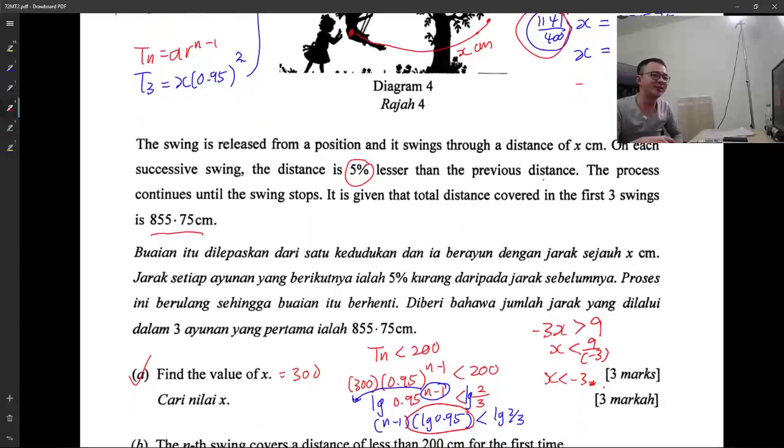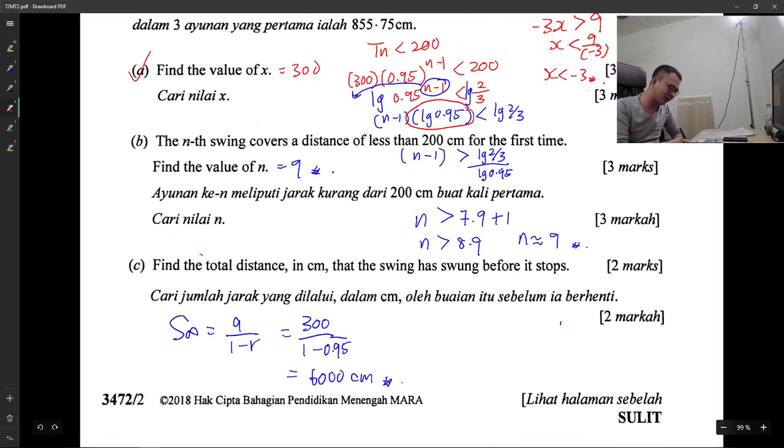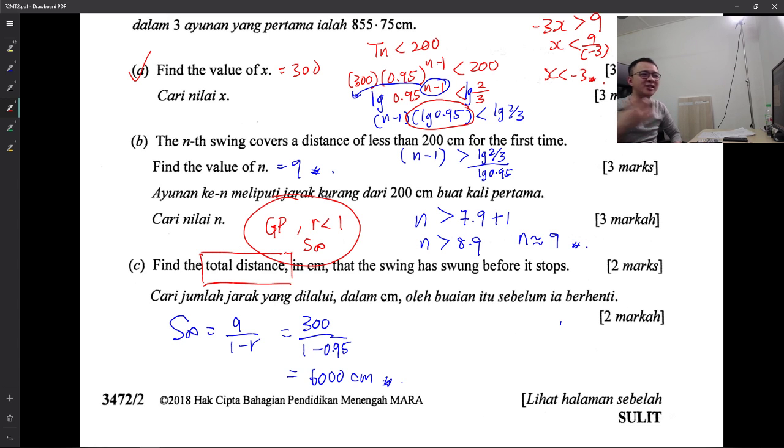Why do we use sum to infinity? Whenever you see the total distance in the GP case, and you realize that r is less than 1, you always do sum of infinity. I'm just making a conclusion here. When r is less than 1, your last few distances will be extremely small until the value is not worth counting, like 0.000. So therefore, using the sum of infinity will be easier.